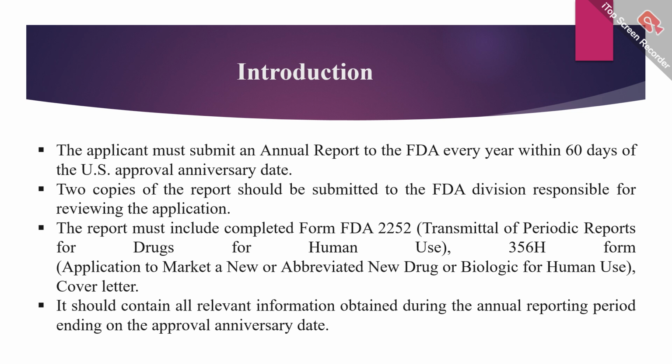Then it should contain all relevant information obtained during the annual reporting period ending on the anniversary approval date. See, suppose if we got approval on December 20, 2024, then whatever the changes we have done from December 20, 2024 to December 19, 2025, till the 1 year period, whatever changes we have done, minor changes, we should include that in the annual report.